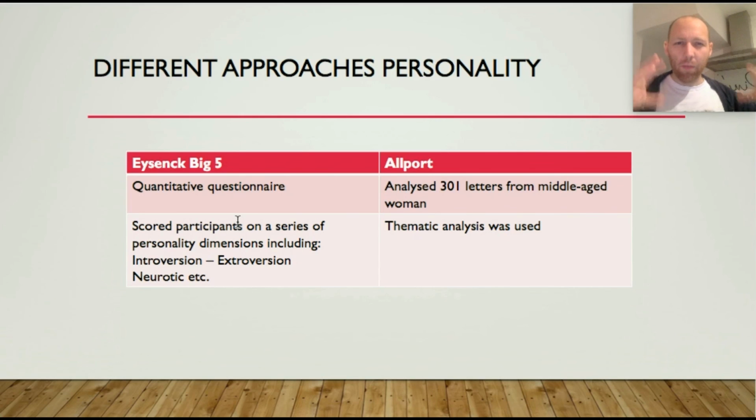Eysenck broke personality down into basic components that he could then generalise. His Big Five measures personality along a series of dimensions. You answer the questionnaire, you get a score. That score tells you where you fit. Now, this can be quite an informative tool, and we can make generalisations about the sort of people who have a certain personality type. With Allport, this is much more difficult. The analysis is based on a single individual.